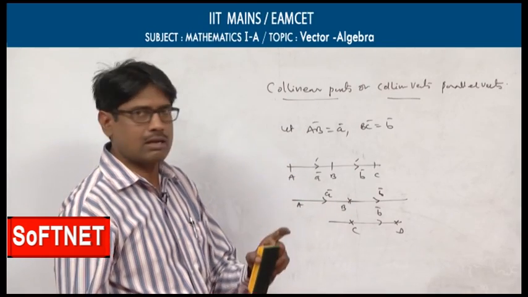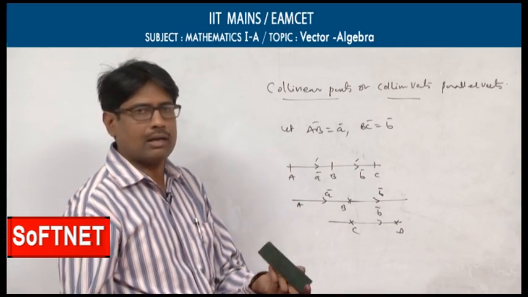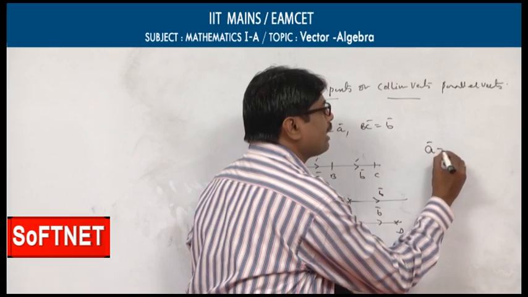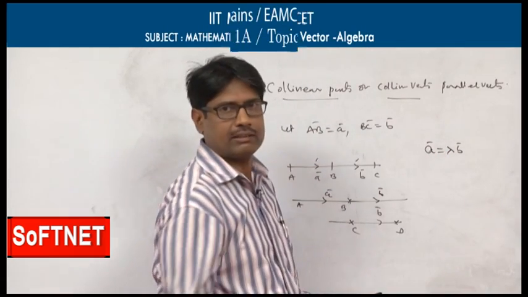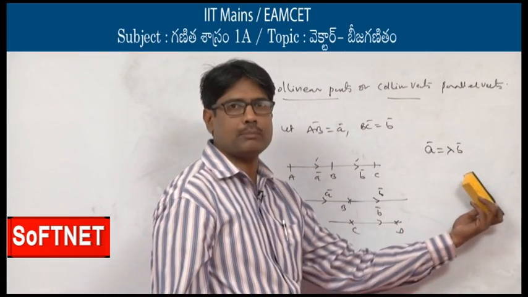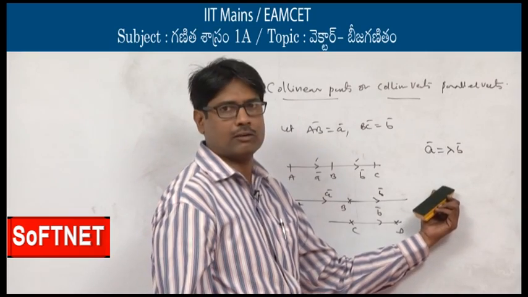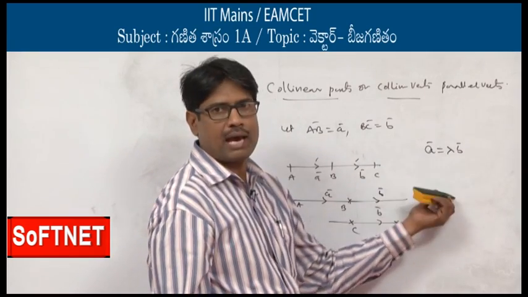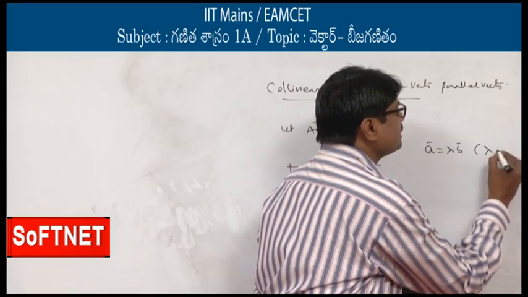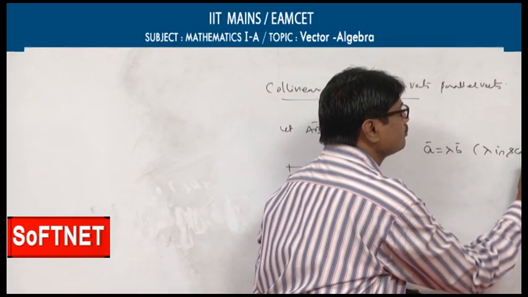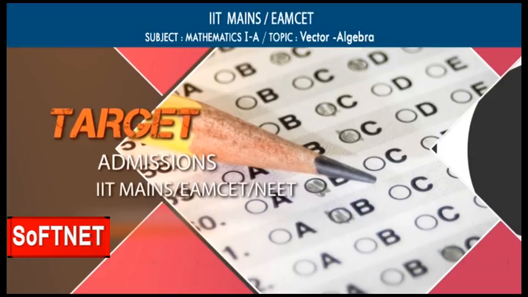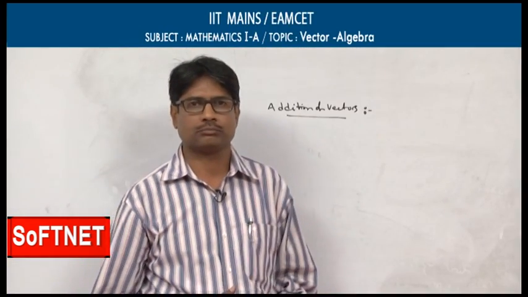If two vectors are collinear or parallel, then one vector can be written as lambda times the other vector, constructing a relation between these two vectors with a scalar. That is the property for parallel vectors, where lambda is a scalar, a non-zero quantity.